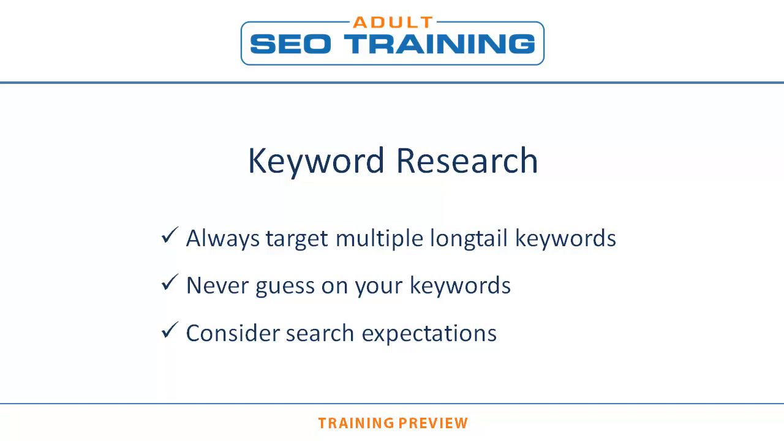And by search expectations, I mean what surfers expect to find when they go and search for something. And you can only determine this by looking at the current top-ranked sites for each of your prospective keywords. So let me give you an example of this one too. Let's say you have a solo girl site. Your target keywords might include ones related to teens, amateur, softcore, maybe glamour, and so on.